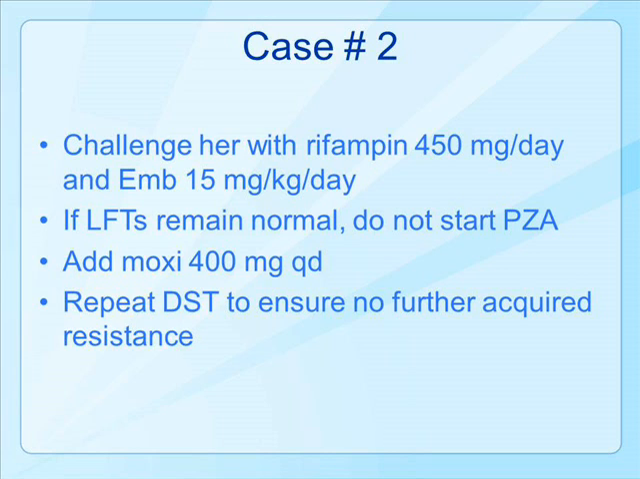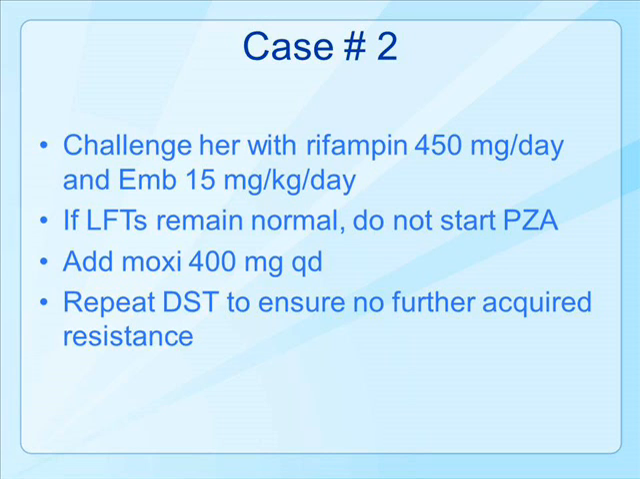And also stated that in all likelihood, PZA could be the most likely offender, and as we would do per our guidelines, restart rifampin and ethambutol together, given that ethambutol is not hepatotoxic, and check liver function tests. And if liver function tests remain normal, do not start PZA again, add a fluoroquinolone to boost the regimen, and repeat the drug susceptibility testing to ensure no further acquired resistance. And this patient did well.